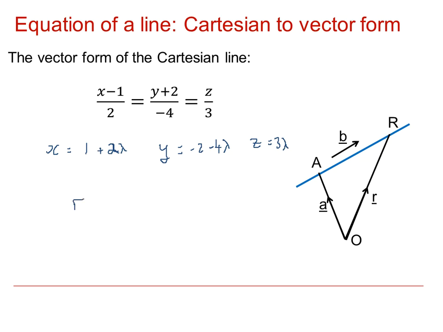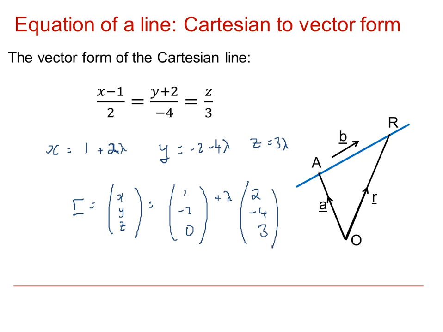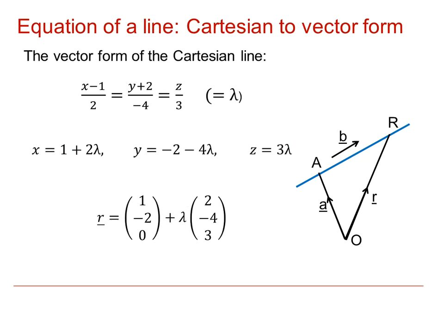And therefore our expression r, which is (x, y, z), is the point A, which is (1, negative 2, 0), simply reading across from the values of a1, a2 and a3, and then lambda times the direction vector (2, negative 4, 3). And again that is written out neatly for you.